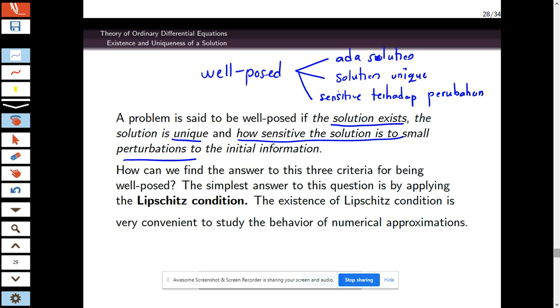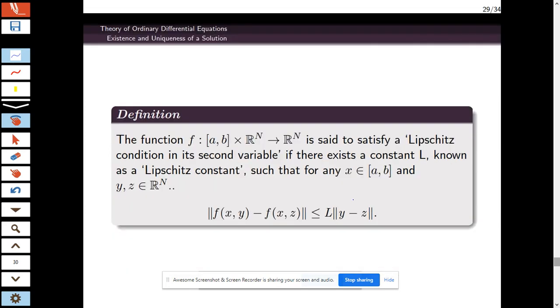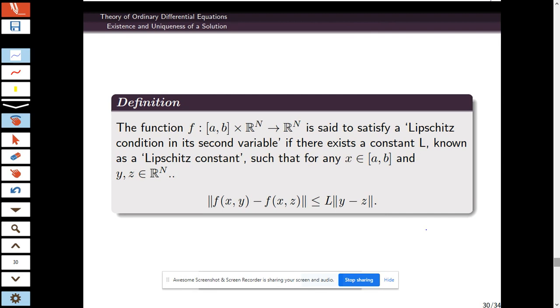Okay, now to make sure the problem is well posed, you need the Lipschitz condition. Lipschitz condition yang menentukan sama ada problem tu adalah well posed or not. Okay, because this is important to study the behavior of numerical approximation. Okay, this is the Lipschitz condition. Usually I don't like reading a theorem. It's better if you do an example. So we will look at examples in the future lah.